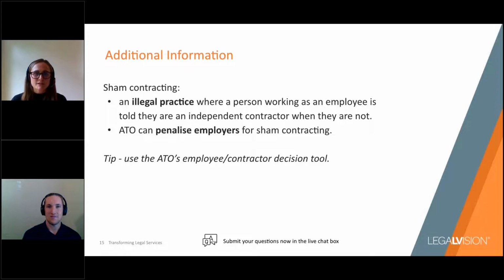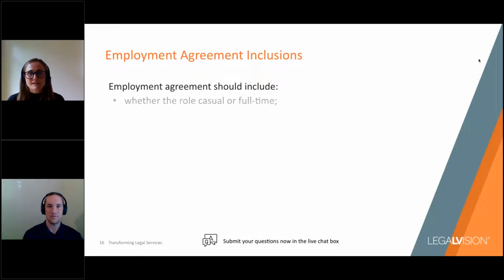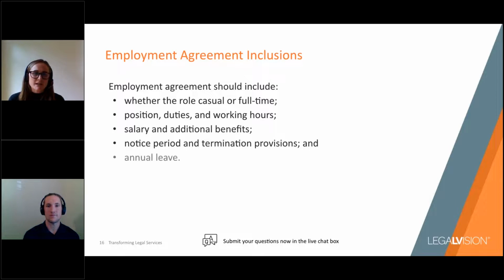So an employment agreement, the clauses you would generally see in an agreement like that would be your working hours, duties, roles and responsibilities, also whether the role is casual or full-time, what the salary, additional benefits, any bonus schemes, as well as notice period and termination provisions and leave entitlements. Now, Rob, as you mentioned before, a lot of those provisions or those entitlements are prescribed under the Fair Work Act. So there's not so much room for movement as there might be in a contractor agreement. So on that, what kind of clauses would you see in a contractor agreement?